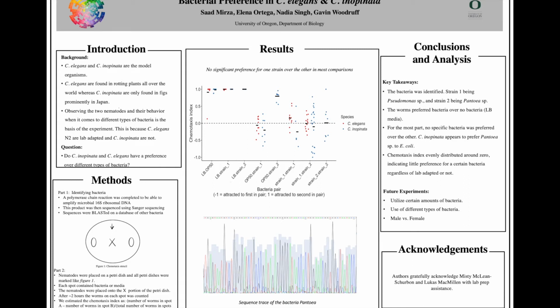Hello, my name is Saad, and today we're going to be looking at the bacterial preferences in C. elegans and C. inopinata. So basically, in this experiment, C. elegans and C. inopinata are the model organisms.